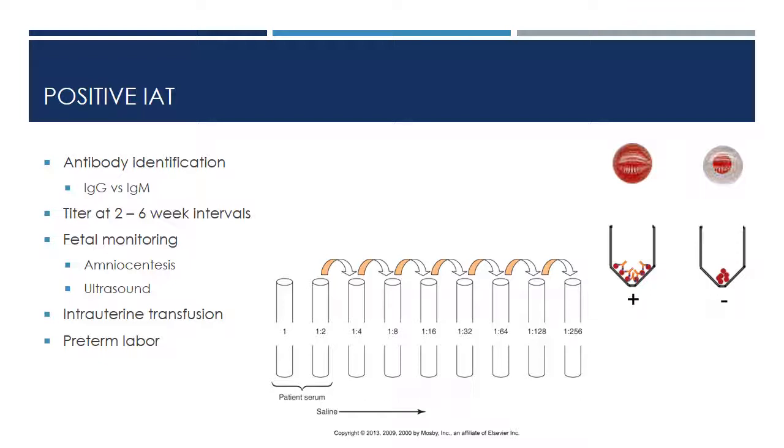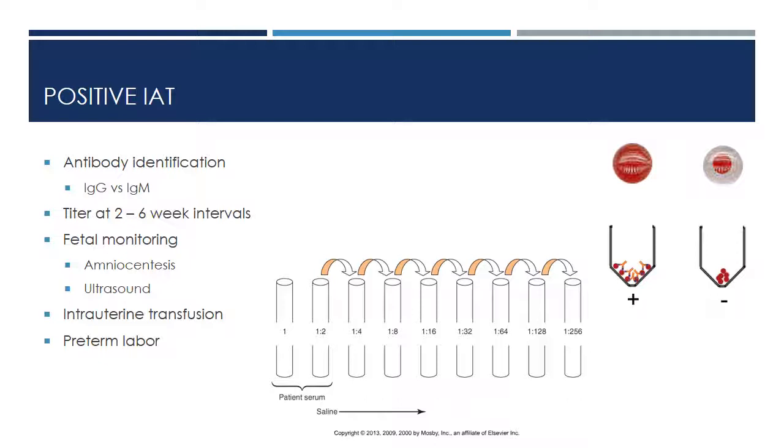Now, if you end up with a positive IAT, where you found that there is some kind of antibody that the mother has, because an IAT is basically an antibody screen, okay? Then you have to actually classify what kind of antibody this mom produces. And remember, you're going to determine, is it an IgG or is it an IgM? For the most part, we can do that by the temperature at which it responds. Okay, so cold is IgM, warm or 37 or AHG is IgG.